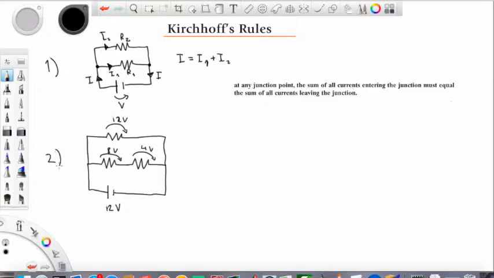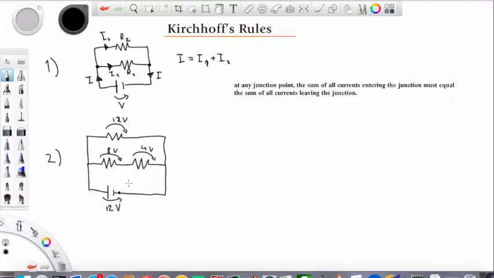The second one is based on conservation of energy, and it has to do with voltages. So here we have a 12-volt battery, and the circuit branches into two different loops, if you will. The second Kirchhoff's rule says that the change in potential in any closed loop must be equal to zero. So pretty much what it says, that if you start from here and go around, you must come to the same point or the same potential value.